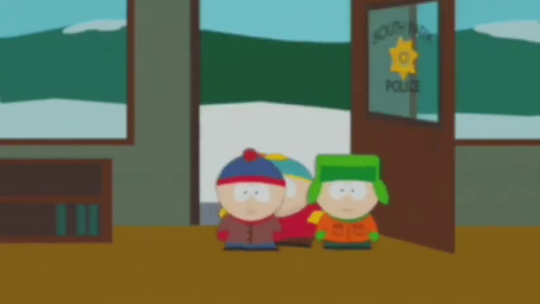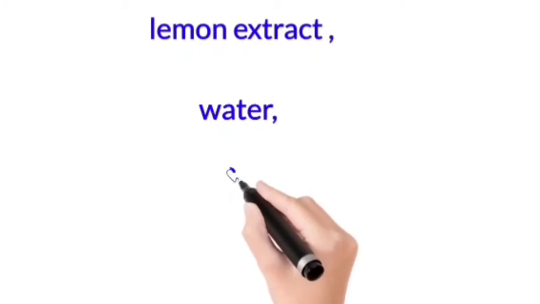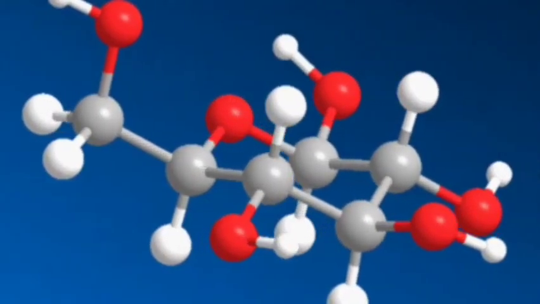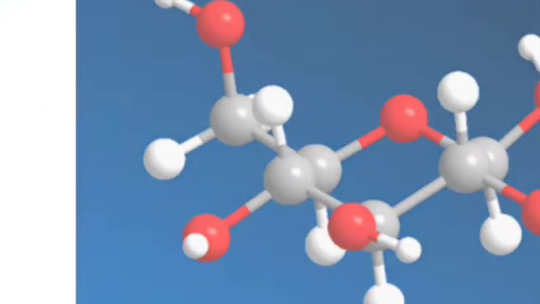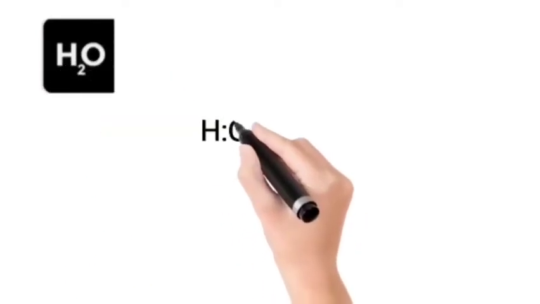Now, can you say what are the basic components present in lemon juice? Yes, they are lemon extract, water, and sugar. Similarly, each molecule is made up of some kinds of atoms. For example, water. The molecular formula of water is H2O. Components are hydrogen and oxygen. They are present in the ratio 2:1.